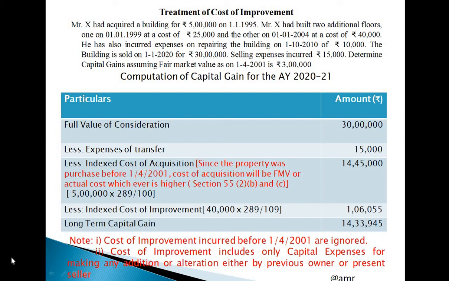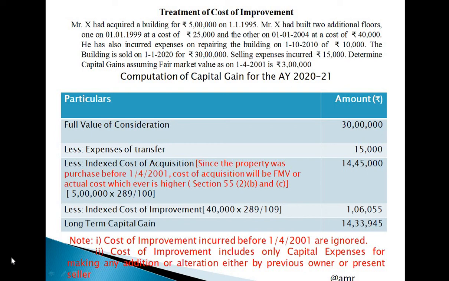Then after that you have to do the indexation, and indexation in this case will be the cost of acquisition multiplied by the cost inflation index of the current previous year, divided by the cost inflation index of the year 2001-2002. The cost inflation index of the current previous year in this case is 289 and the cost inflation index of the year 2001-2002 is 100. After calculating, you'll get 14,45,000 as the indexed cost of acquisition.